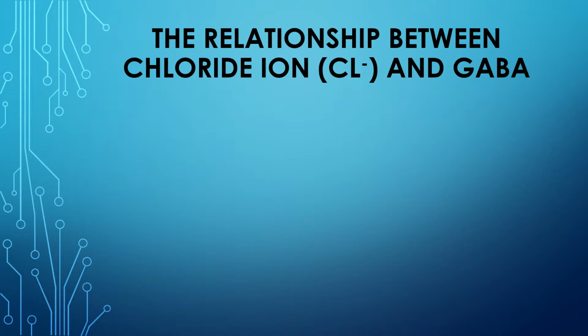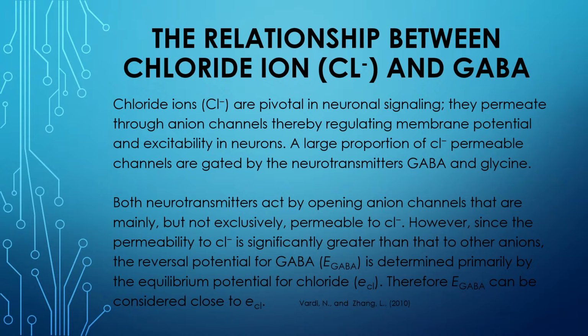The relationship between chloride ion and GABA. Chloride ions are pivotal in neuronal signaling. They permeate through ion channels, thereby regulating membrane potential and excitability in neurons. A large proportion of chloride permeable channels are gated by the neurotransmitters GABA and glycine. Both neurotransmitters act by opening ion channels that are mainly but not exclusively permeable to chloride.